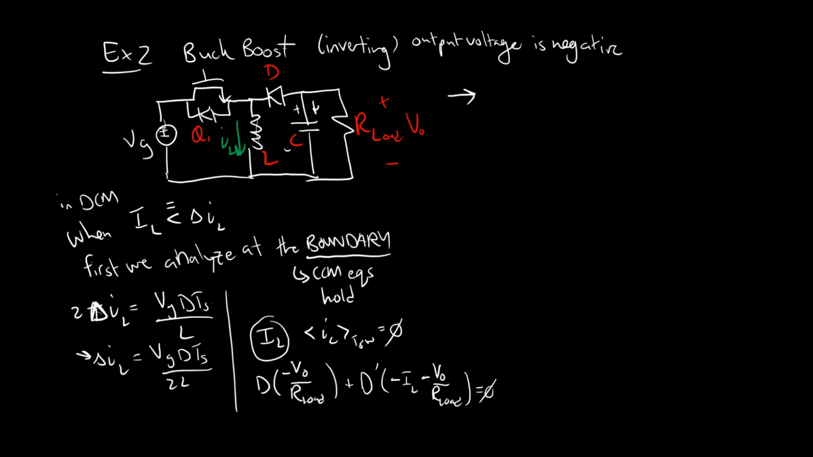So if we continue up here, we can quickly solve this, right? So we have minus V out over R load in the first interval and minus V out over R load in the second interval, which means that D plus D prime is 1. So we're going to have minus D prime IL is equal to V out over R load. Right? And then again, simplifying, we have the average IL is minus V out over D prime R load. Cool. So there's a minus sign in there, right?